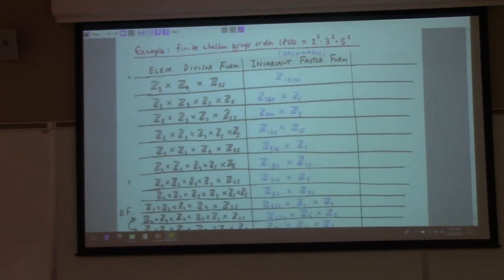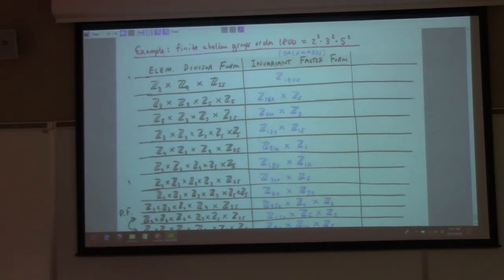By the way, if an abelian group is finite, it is finitely generated, because you can just take the whole group as a set of generators, and then it's finitely generated because it's a finite group. So this is definitely finitely generated.